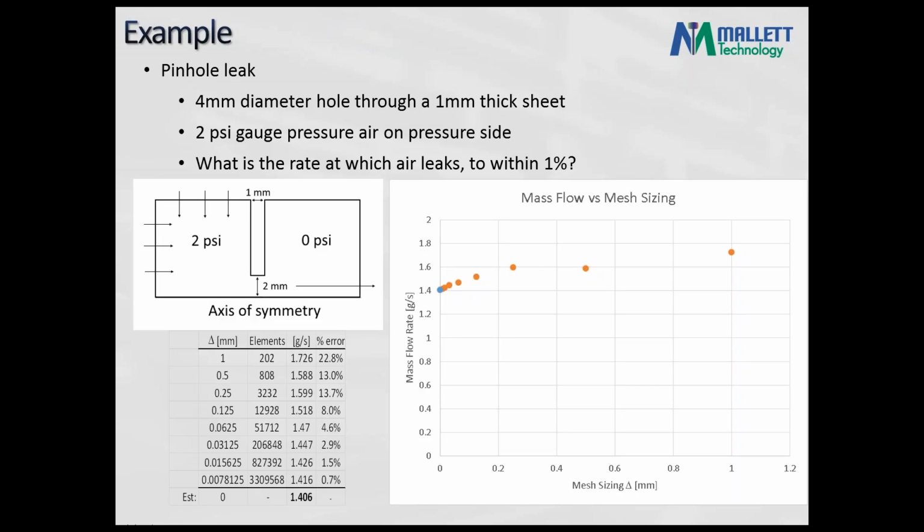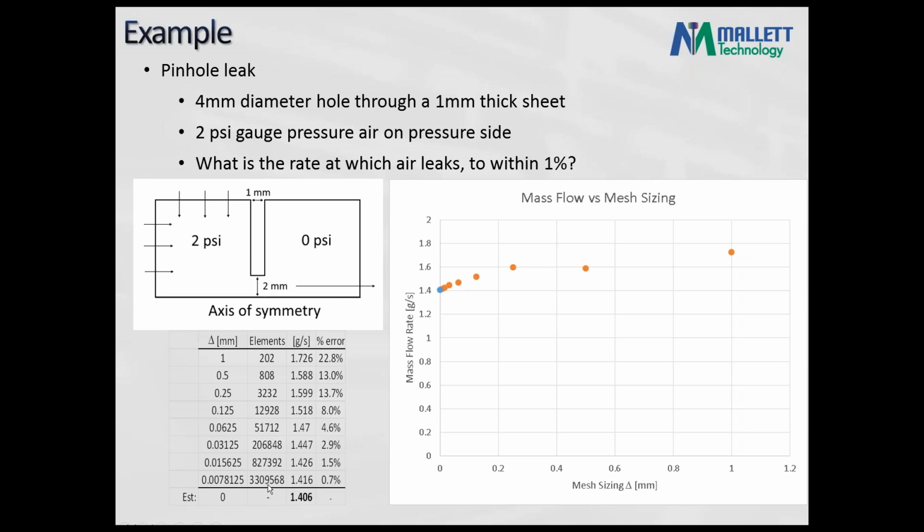Here's an example, a pinhole leak problem. I solved this in 2D. There's a 4 millimeter diameter hole through a 1 millimeter thick sheet. I have 2 psi gauge pressure on the inside, that's the left, and 0 psi atmospheric on the right. So the question is, what is the rate at which air leaks to within 1%? I solved this with a static mesh, and I just refined and refined and refined. My original mesh spacing was 1 millimeter, and I went all the way down to 7.8 microns. You can see that the number of elements goes from a very small 200 elements up to 3.3 million elements. And this is in 2D, remember.